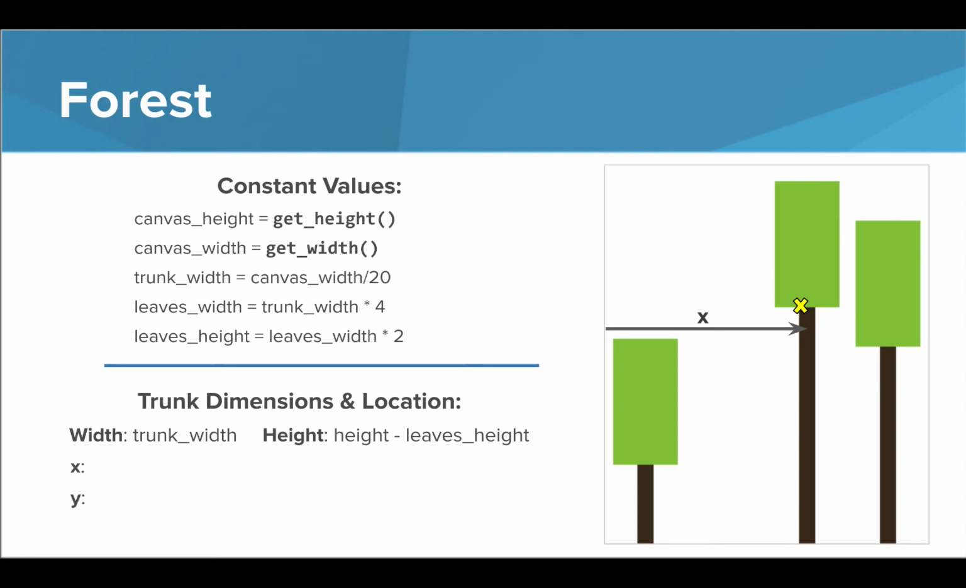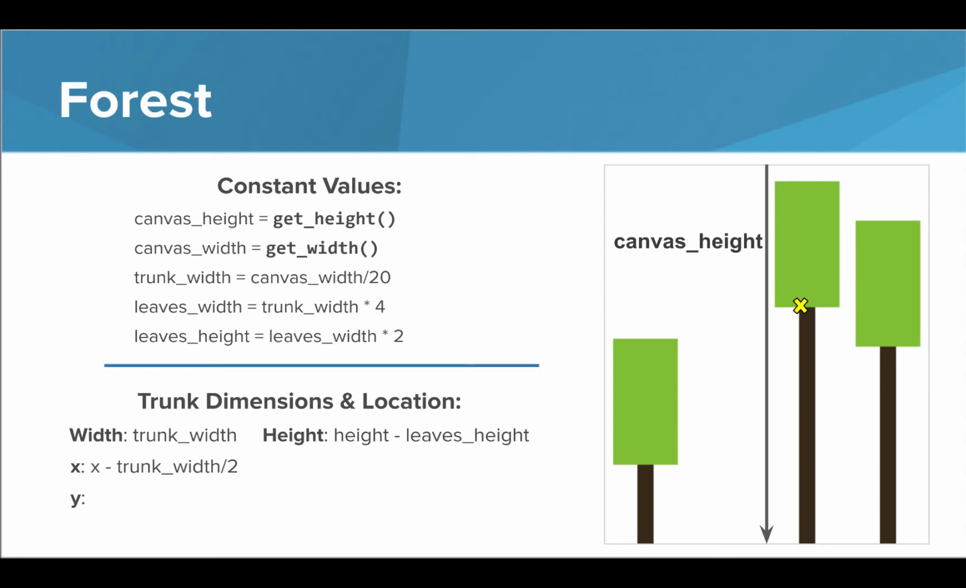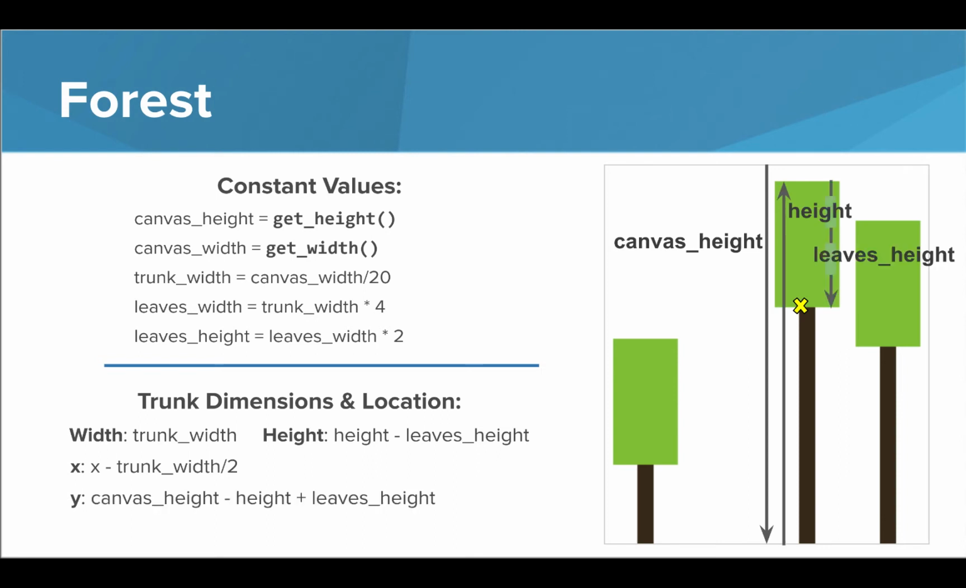To find the x-coordinate of the trunk, we'll need to start with the x-coordinate given to the function and subtract the tiny bit that is half of the width of the trunk. To find the y location of the trunk, we can start with the total height of the canvas, subtract the height given to the function, and add back the leaves height.